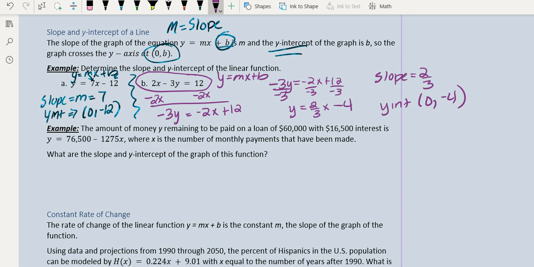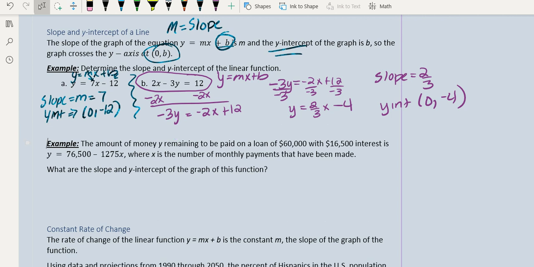Okay? So, of course, in anything in mathematical modeling that we are doing, we always want to have some type of word problem, right? So, example 5. The amount of money y remaining to be paid on a loan of $60,000 with $16,500 of interest is y equals 76,500 minus 1275x, where x is the number of monthly payments that have been made.